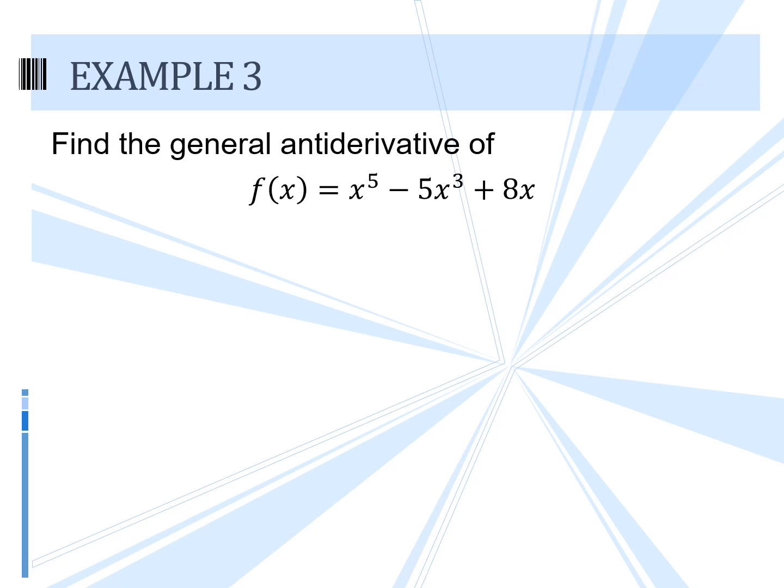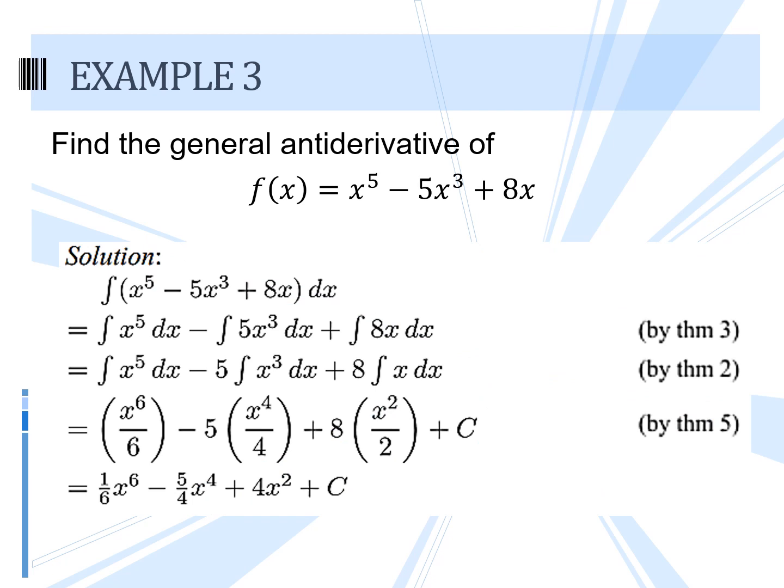Example 3. Find the general antiderivative of f of x equals x raised to 5 minus 5x cubed plus 8x. By Theorem 3, we can get the individual integrals of each term. So we have integral of x raised to 5 dx minus integral of 5x cubed dx plus integral of 8x dx. Then by Theorem 2, we can factor out the constants. So we have integral of x raised to 5 dx minus 5 times the integral of x cubed dx plus 8 times the integral of x dx.